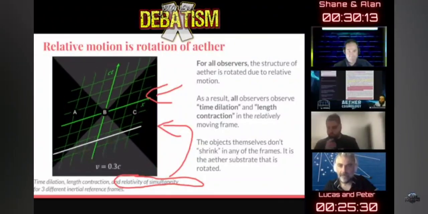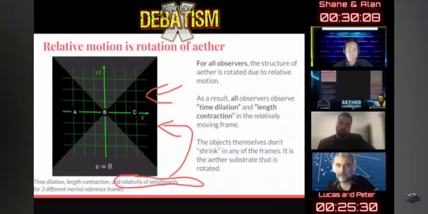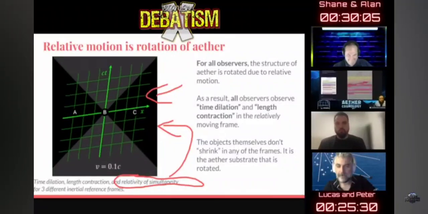And the hypothesis of the ether theory is that all events will occur simultaneously in the ether. Guess where the ether is at? In the lab frame on Earth. Now, for the next part, you were saying.